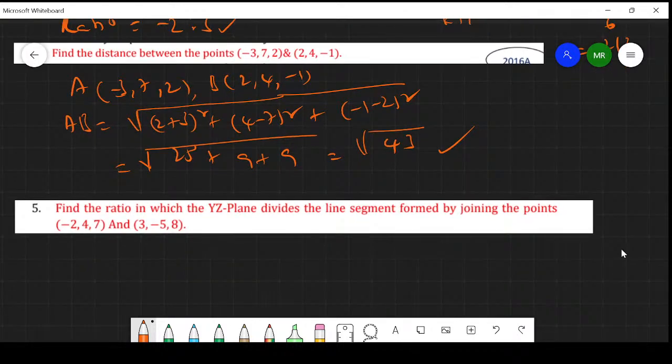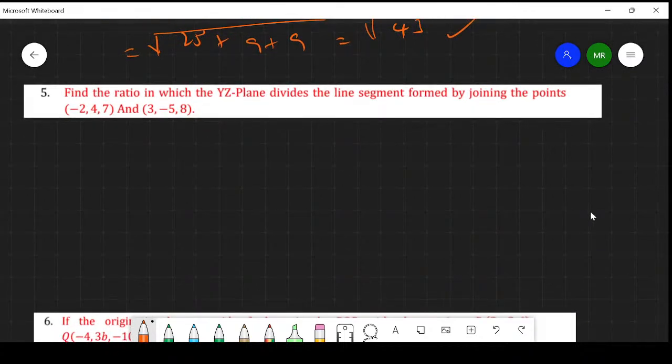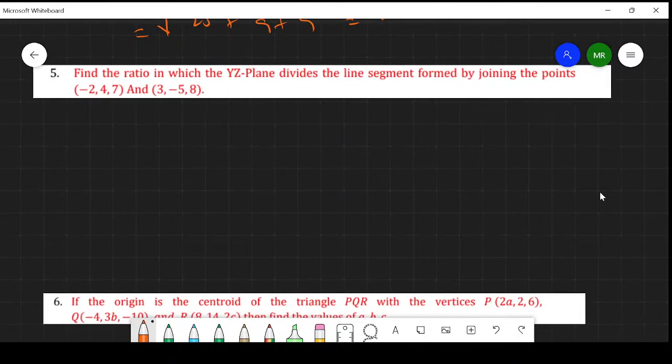So now you see that the fifth problem is similar to the third problem. Find the ratio in which the yz plane divides the line segment formed by joining the points A, minus 2, 4, 7, and B, 3, minus 5, 8. See, in this problem, when they are asking to find the ratio in which the yz plane divides the line segment, it is the same thing as you have done in the previous one. This is simple. I hope you can do this problem. You do it immediately now itself. You will learn this important one.